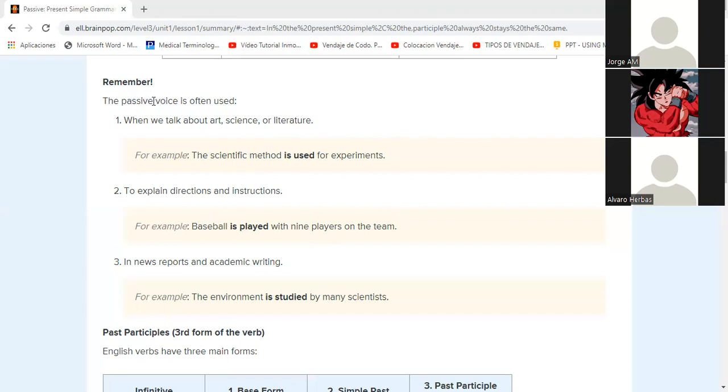Remember, the passive voice. Good. Okay. When we talk about art, science, or literature. Literature? Exactly, literature. Very good. All right, so literature, in the example, read it, please. For example, the scientific method is used for experiments. Okay, good. All right, that's it.